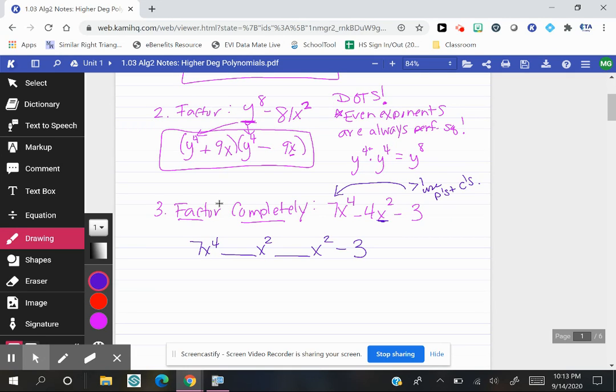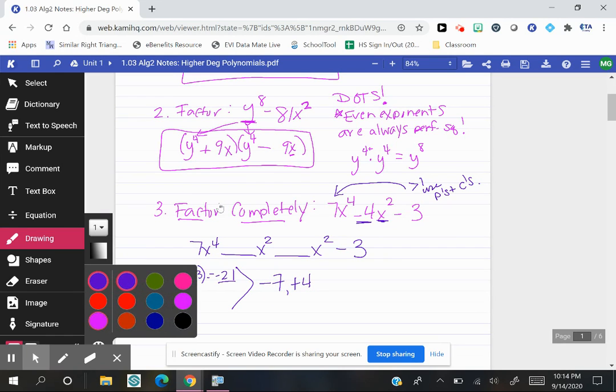And next we're going to find our P and our C. So P is the product of your first and last term. So 7 times -3 gives us -21. And C, our center term you're taking from this original, is -4. So again, if you need help, go to your y equals, type in -21 divided by x, and look for your factors. We know they want to have different signs, and they want to add to a -4, so that looks like it should be -7 and +4.